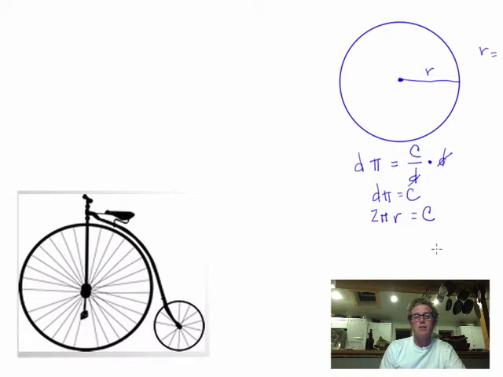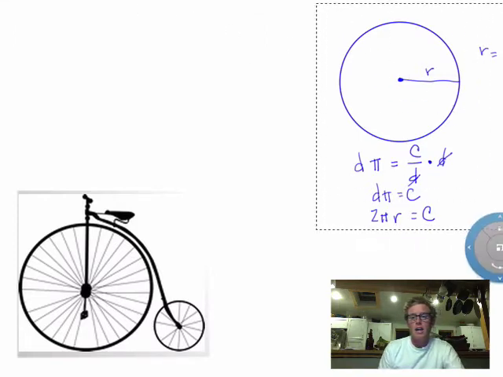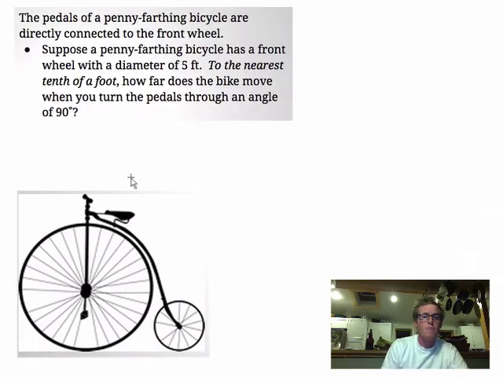How can we apply this to trig class? Well, let's erase this and pop up a question. Say we're working on a penny farthing bicycle, the big scary ones with gigantic front wheels, and the pedals are directly connected to the front wheel, just like a unicycle. Suppose a penny farthing bicycle has a front wheel with a diameter of 5 feet. To the nearest tenth of a foot, how far does the bike move when you turn the pedals through an angle of 90 degrees?